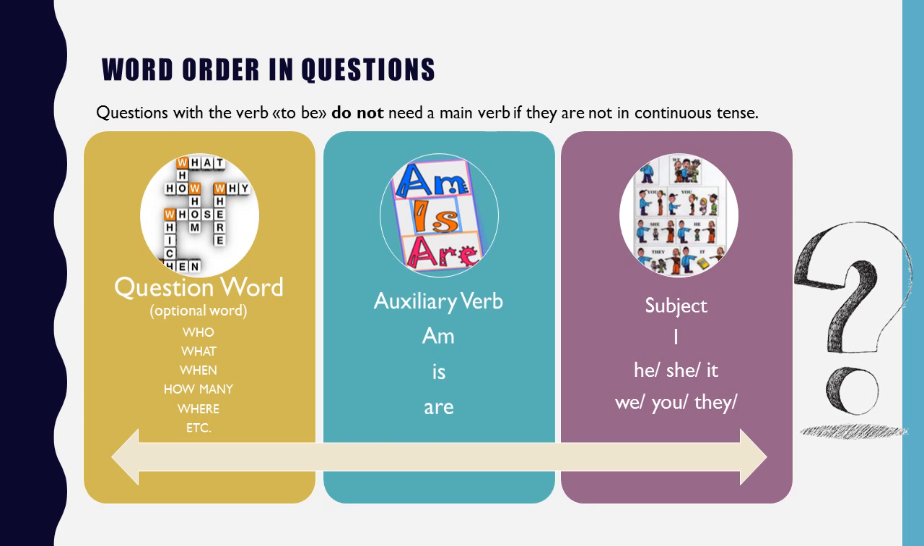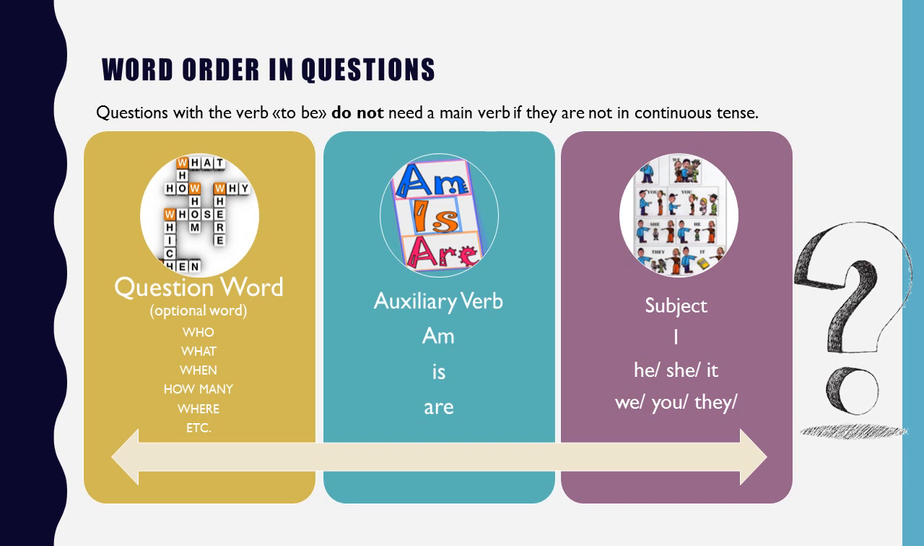Then, after the question word, if the question word is present, we are going to have an auxiliary verb. For example, in this case, we are analyzing the verb to be. The verb to be has also the possibility of being an auxiliary verb. So we will have am, is, or are depending on the subject that we use in the question. I, he, she, it, or we, you, or they.